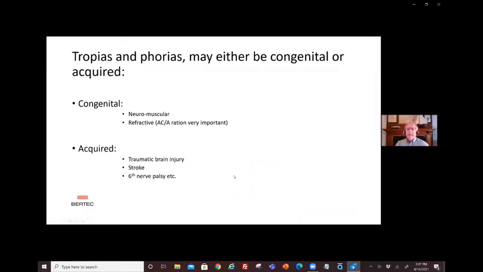Tropias and phorias can be either acquired or congenital. Kids can be born with crossed eyes. Sometimes it's because the nerves are telling the muscles the wrong thing, or other times it's because the child is very farsighted, and every time they go to focus, the eyes will turn in a little bit. The other types of phorias and tropias are acquired, and that can be from things like a sixth nerve palsy, a traumatic brain injury, such as a concussion, or a stroke.